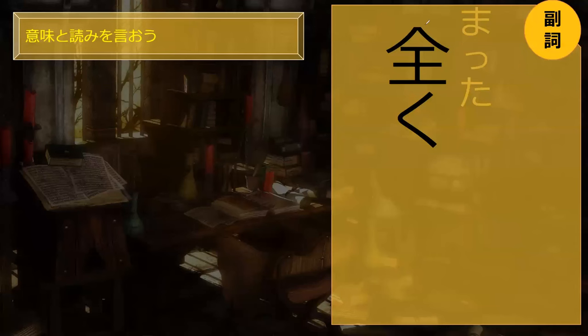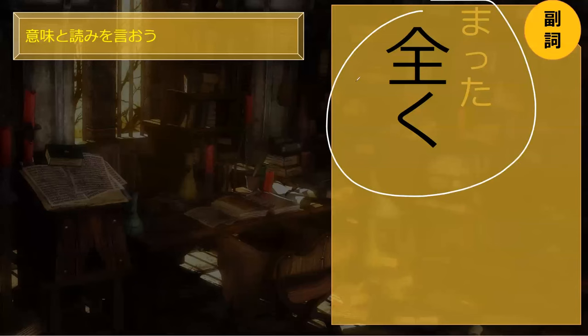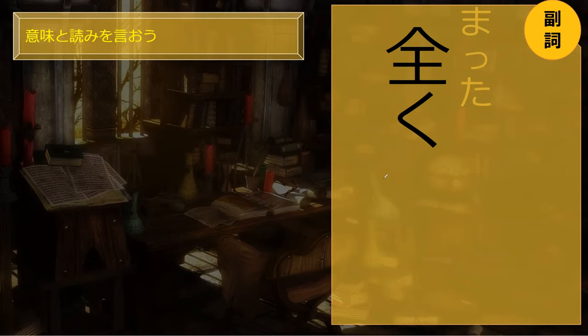So, mattaku has the exact same kanji from zenryoku or zenmenteki. And it's another word that basically means completely. Mattaku feels negative, I'd say. It tends to be used in negative connotations. Like, not at all tends to be what it means.